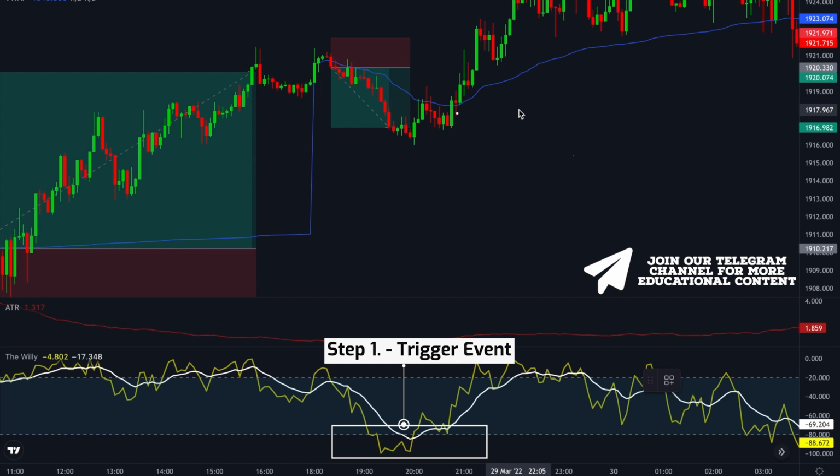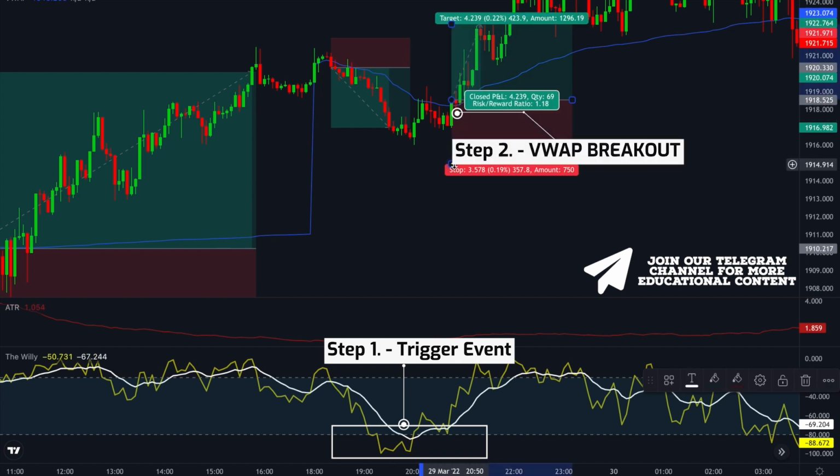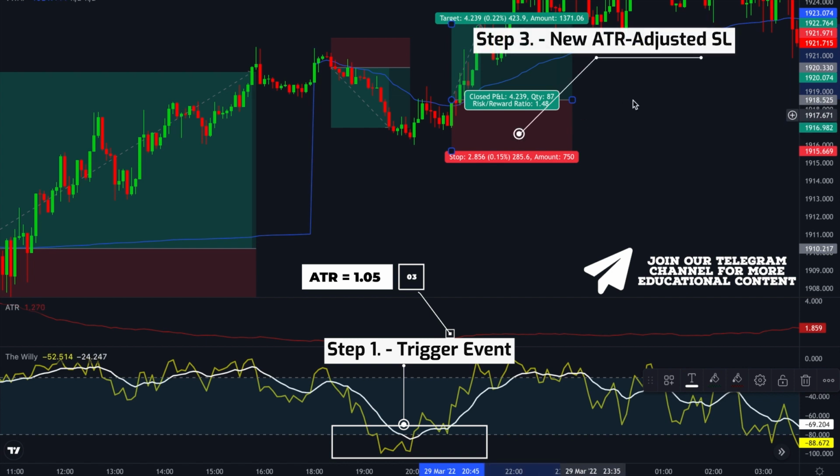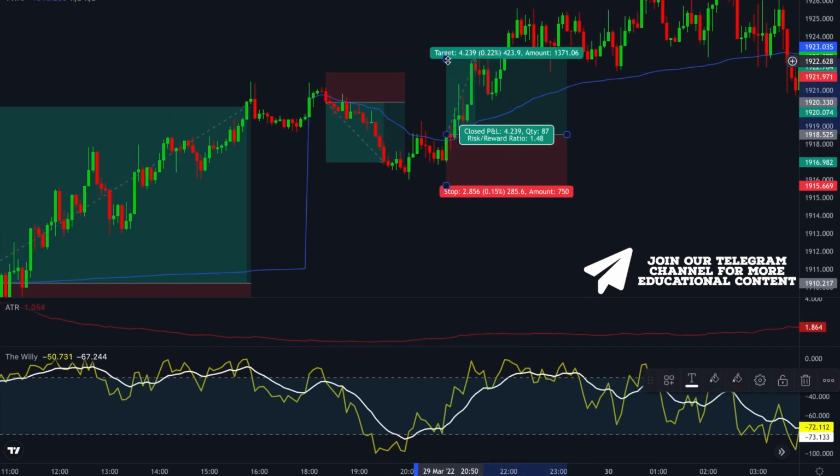So we enter the trade right on the breakout candle. Our initial stop loss is below the entry candle plus the ATR value, which is 1.05 at this point. So here is our new ATR-adjusted stop loss, and as you can see, we received another beautiful 2-for-1 risk-to-reward trade. So moving on to the next example.